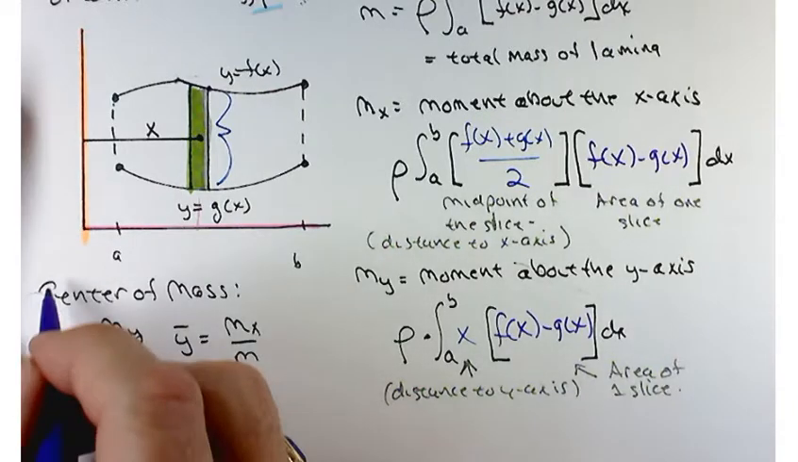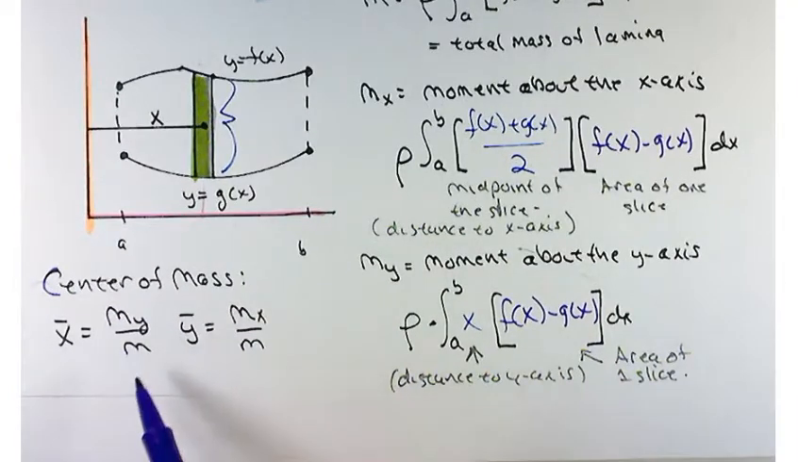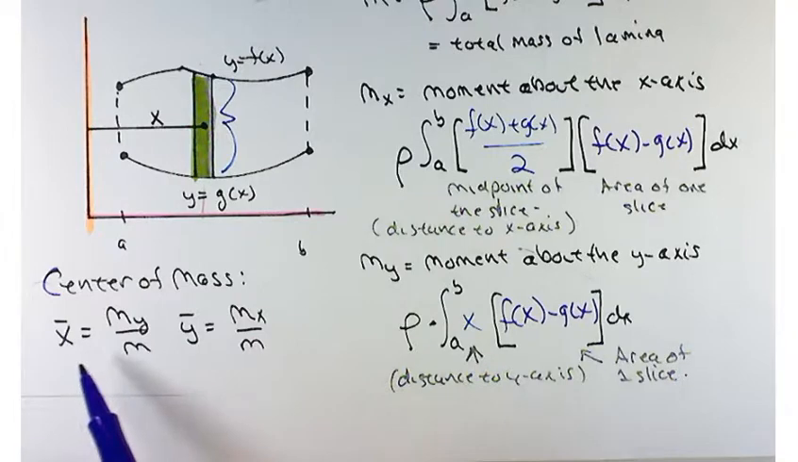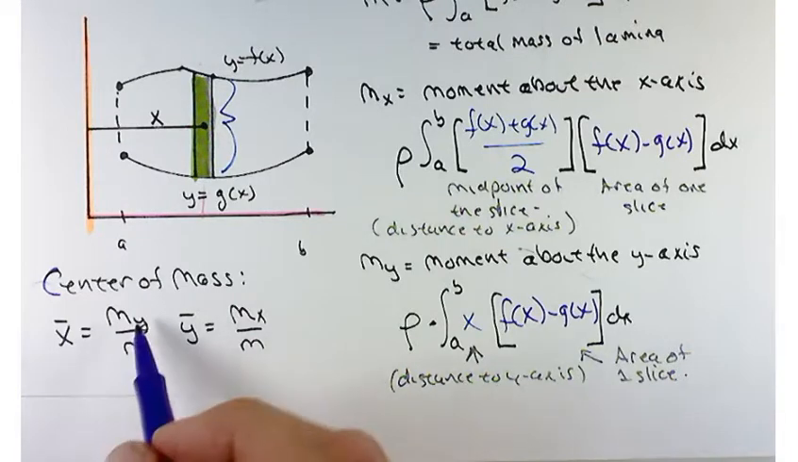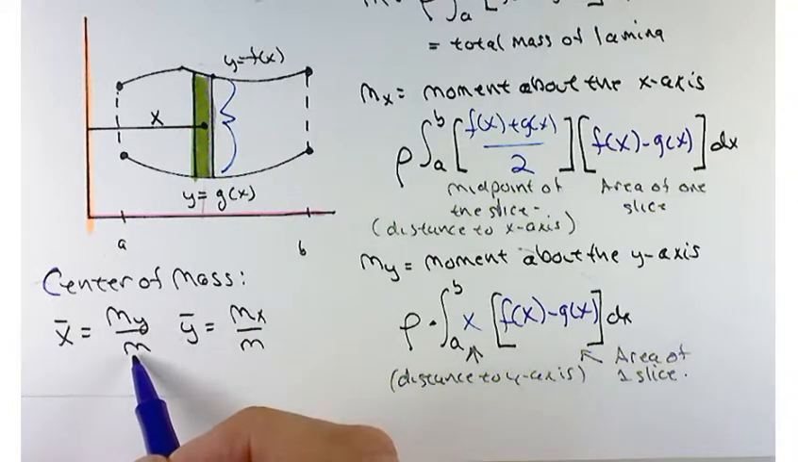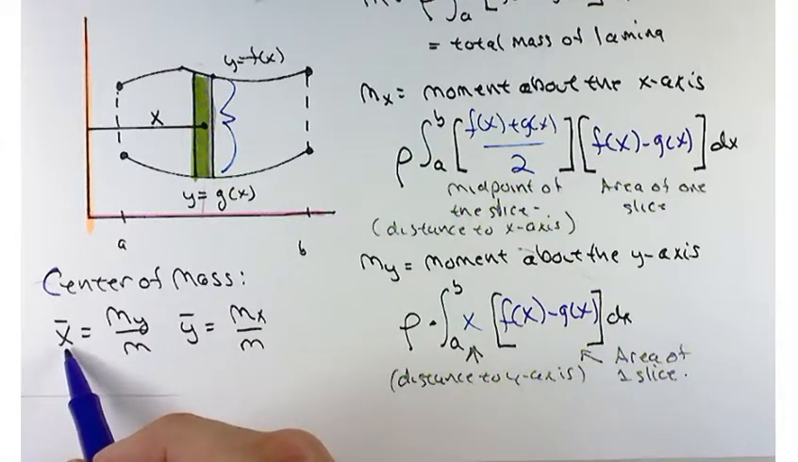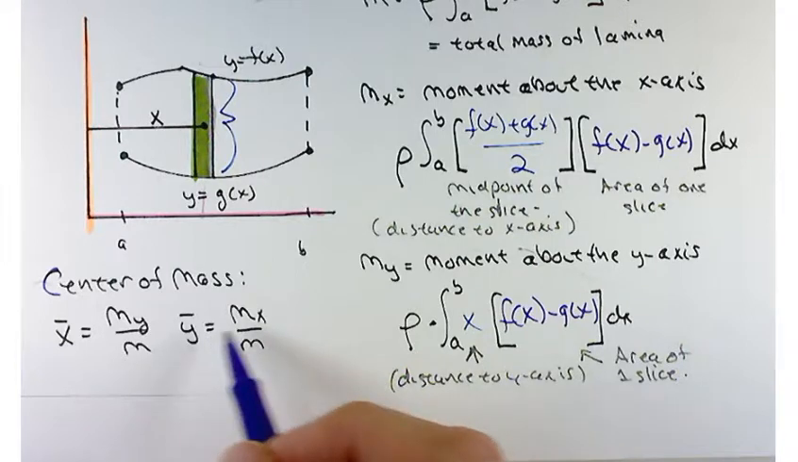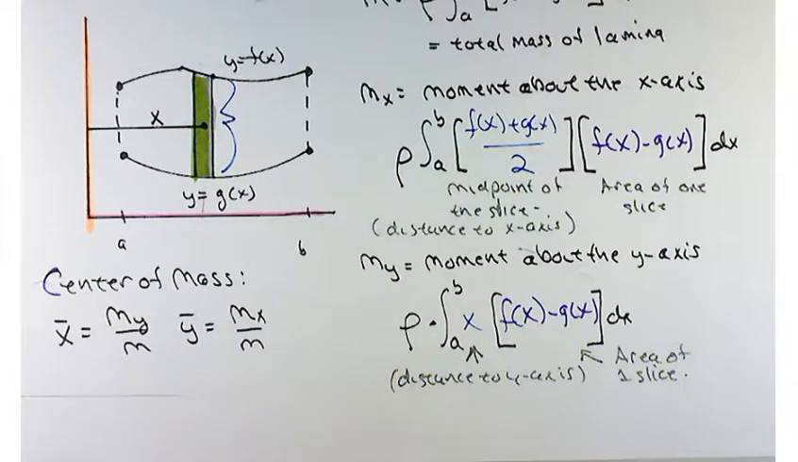Your center of mass then is just a couple ratios. The coordinates of your center of mass are going to be the moment around the y-axis divided by m. That gives you your x-coordinate, and vice versa for the y-coordinate. So, kind of involved, but let's do a couple examples to try and help you out.